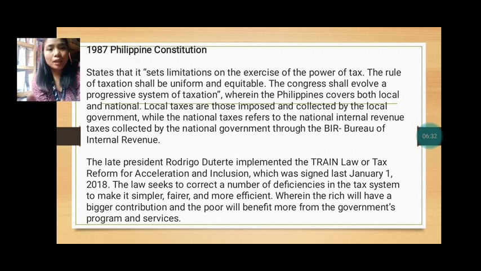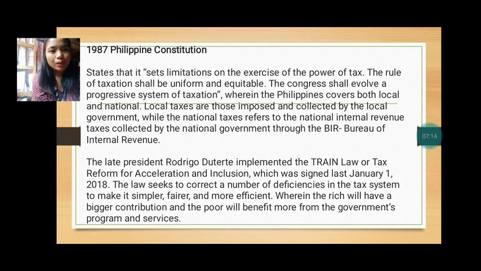So, next is sa 1987 Philippine Constitution. States that it sets limitation on the exercise of the power of tax. The rule of taxation shall be uniform and equitable. So, maging pantay-pantay na. And then the Congress shall evolve a progressive system of taxation, wherein the Philippines covers both local and national. Local taxes are those imposed and collected by the local government, while the national taxes refers to the national internal revenue taxes collected by the national government through the BIR o yung Bureau of Internal Revenue.